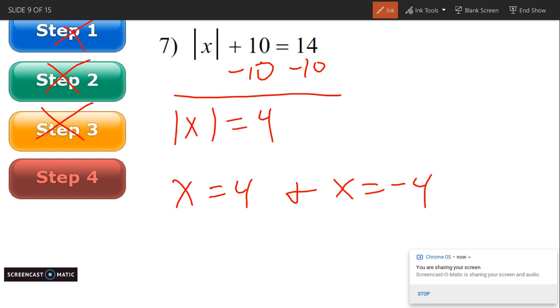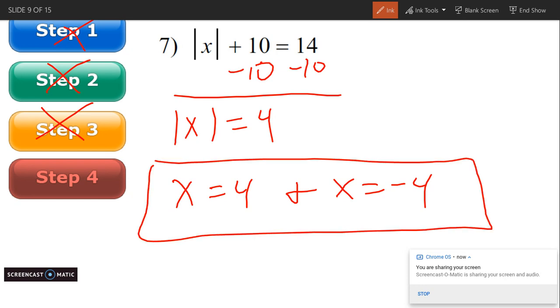Step 4 is to solve. They are already solved. We have x by itself on both sides there. So we are all set. X is 4 and x is negative 4. And so if we put those back in, we're going to get 14 both times.